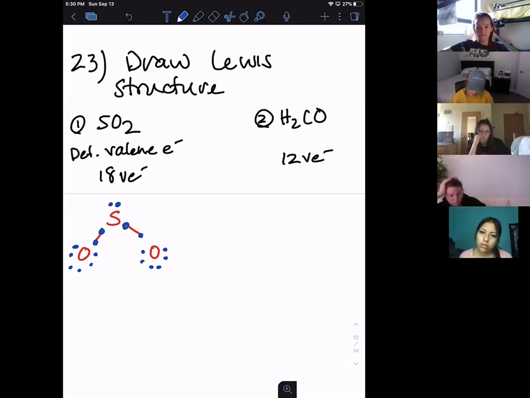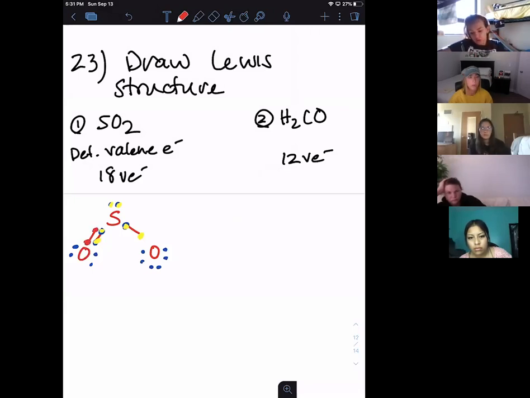So that's what most people will do, they'll just start dotting around and they'll make oxygen satiated, everything satiated. What can I do though? So if we take a look, sulfur only has 2, 4, 6. So he doesn't have 8. So what we need to do is change that. So I would take away one of these lone pairs and make this a double bond.